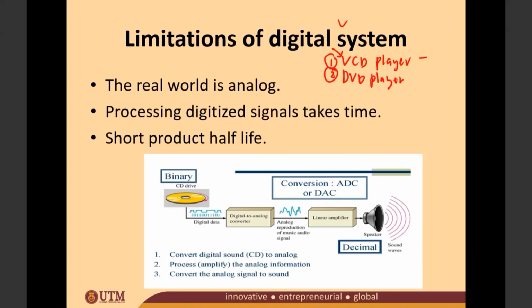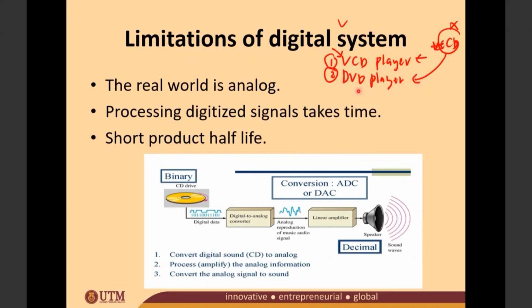What happened to the VCD player? You had already bought it, and you had bought many movie CDs. What happened when the DVD player was introduced? You could no longer use these CDs in the DVD player. So you needed to buy a DVD player to play DVDs, movies in the form of DVDs.